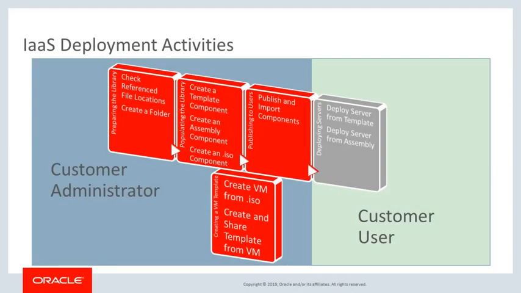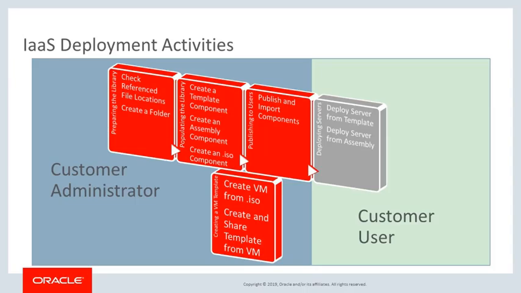Before a customer user can deploy templates and assemblies, the customer administrator has to prepare the software library, then prepare templates and assemblies that can be published and shared with customer users. When adequate resources are provided to customer users, they can then request servers in the self-service portal. The servers are deployed from templates and assemblies for which the users have permission to access.